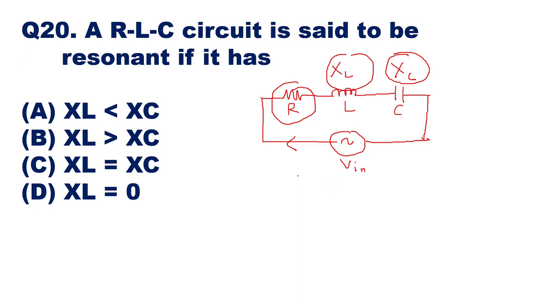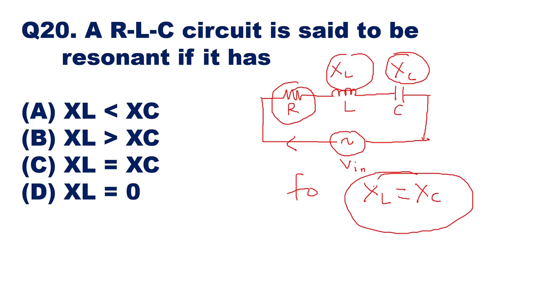Okay, so that means at resonant frequency F naught, the reactance of inductance should be equal and opposite to the reactance of capacitance. So this is the condition where we get series resonance. So here option C will be the right answer. XL is equal to XC is the right answer. So option C is the answer for the RLC circuit to be resonant.